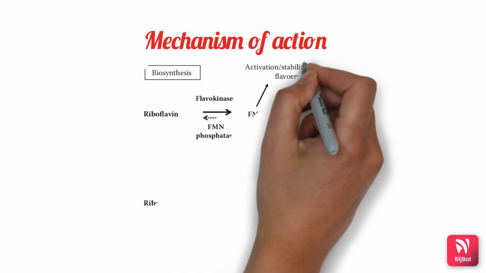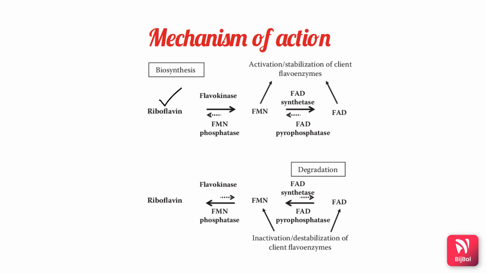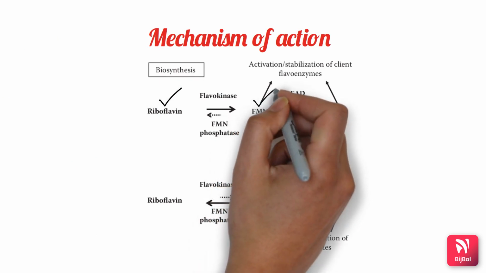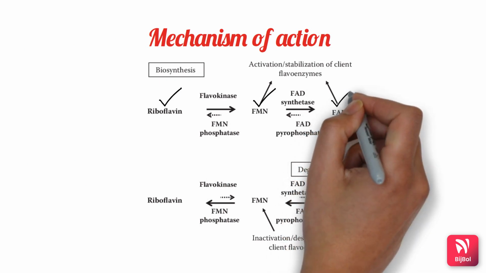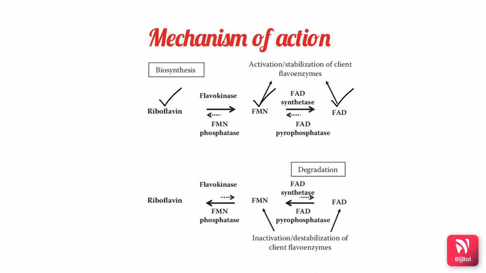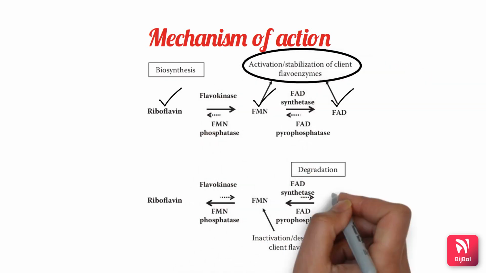Now let us discuss in detail the mechanism of action of vitamin B2. If we look at this picture, riboflavin under the enzymatic activity of flavokinase gets converted to FMN, also called flavin mononucleotide. This FMN gets converted to FAD, flavin adenine dinucleotide, under the enzymatic activity of FAD synthetase. The FMN and FAD formed are the important active metabolites of riboflavin. They are involved in several enzymatic reactions such as redox reactions. This is regarded as activation or stabilization of the client flavoenzymes.